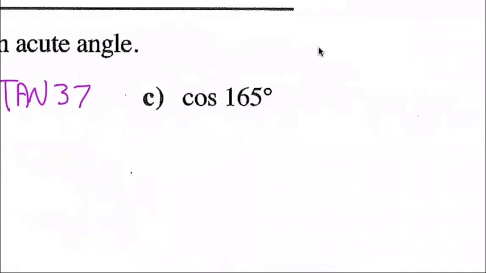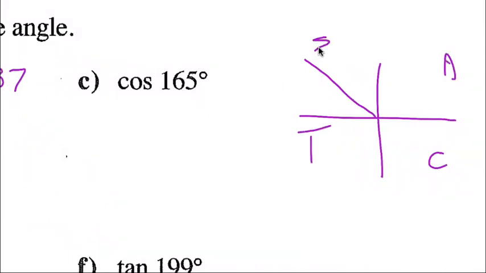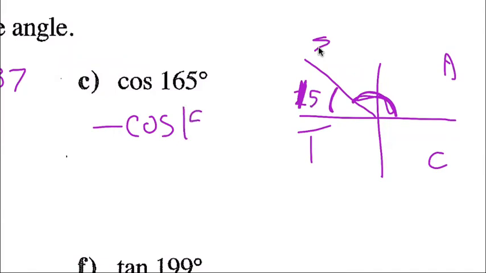Question C, cosine 165. So cosine 165, that angle is going to be over here somewhere, CAST. Sine is positive, so that means cosine is going to be negative. If this is 165, then my reference angle is 15. So negative cosine 15 degrees.